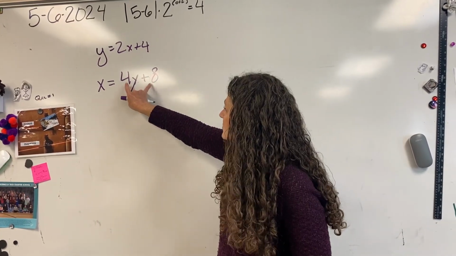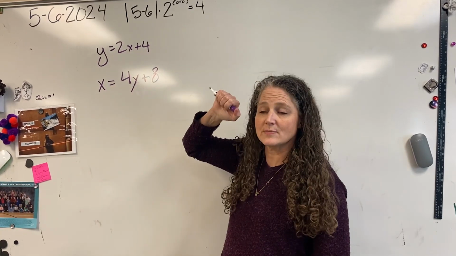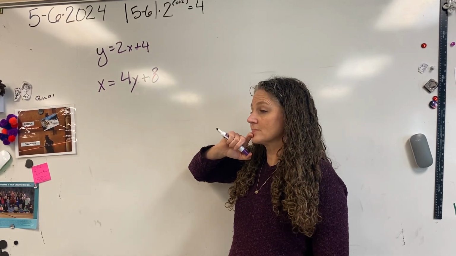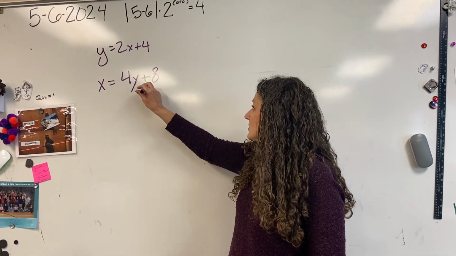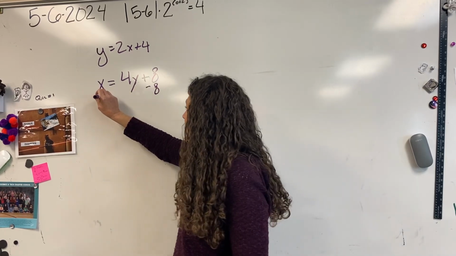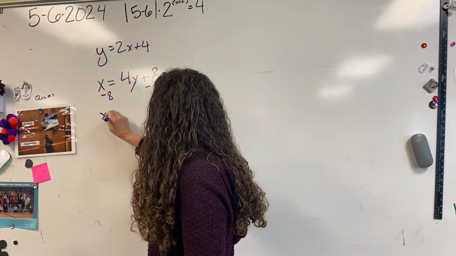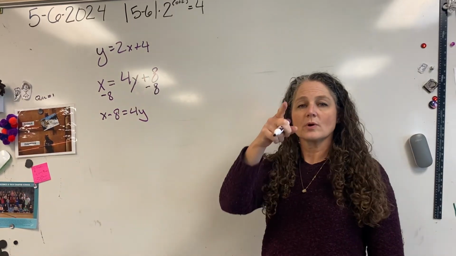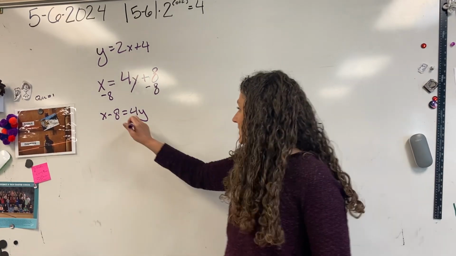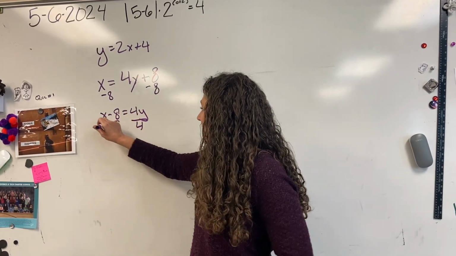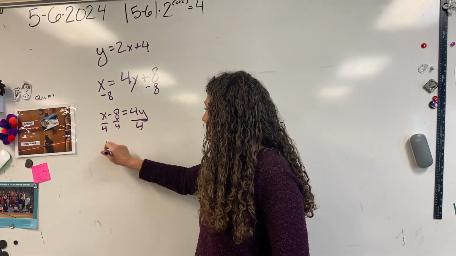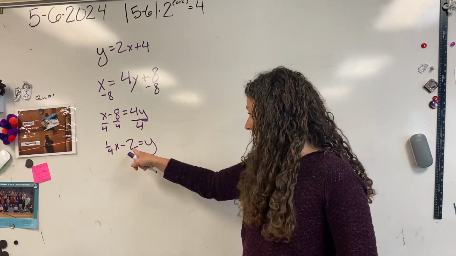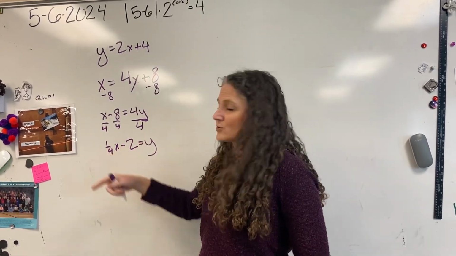So how would I get this y alone? What's the first step to get that y alone? Okay, Cheyenne. You minus the 8. We're going to subtract this 8 from both sides, right? So we have x minus 8 equals 4y. And now what do I do to get this in slope-intercept form? What am I going to do, Ellie? Divide by 4. Divide all the things by 4. And I end up with 1/4 x minus 2 equals y. Where's my y-intercept? -2. My slope is 1/4.